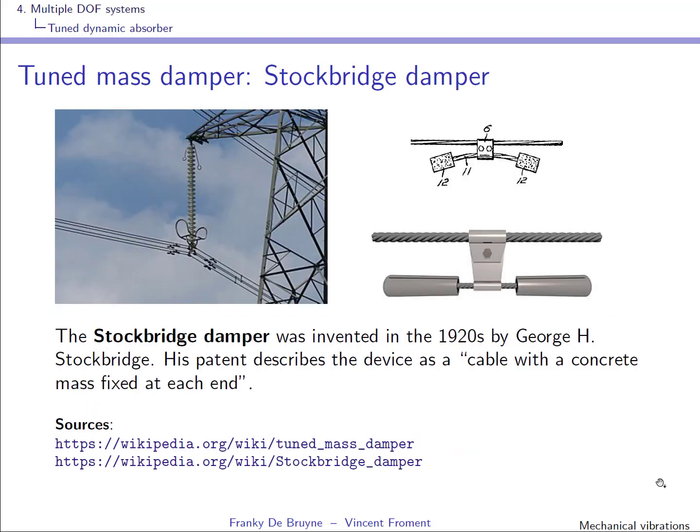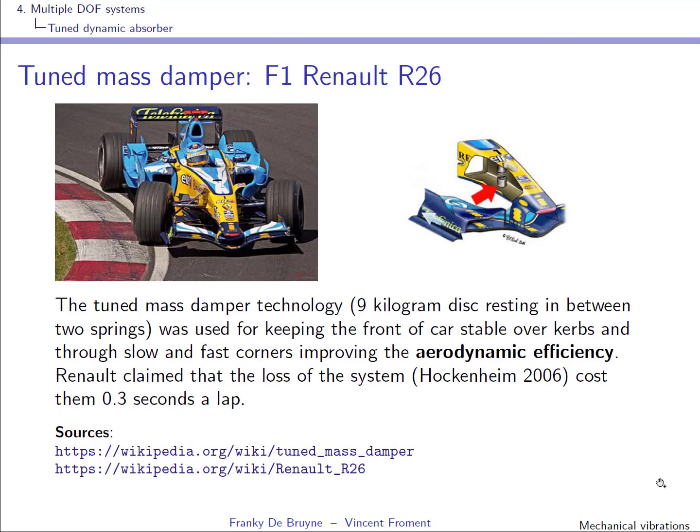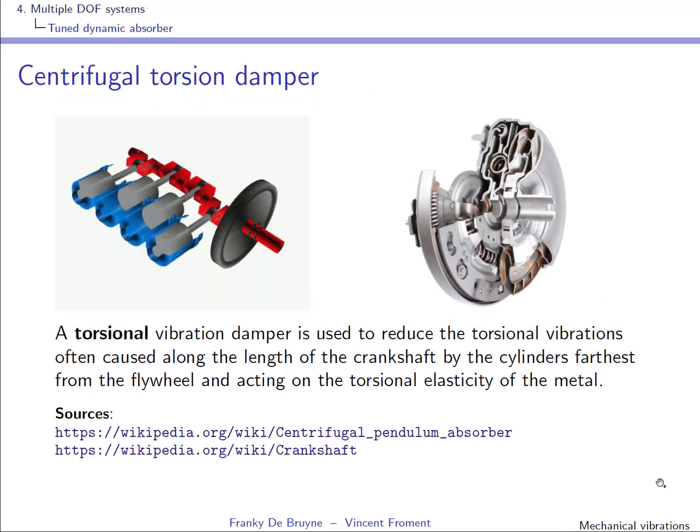Here you have an application of that from the 1920s for vibration in cables. Here's an application for chimney vibration. It was even used at some stage for Formula 1 racing, so it was used for keeping the front of the car stable when it's driving over curbs. And there are even versions for centrifugal torsion damping.